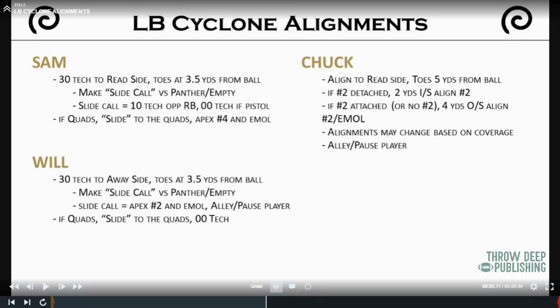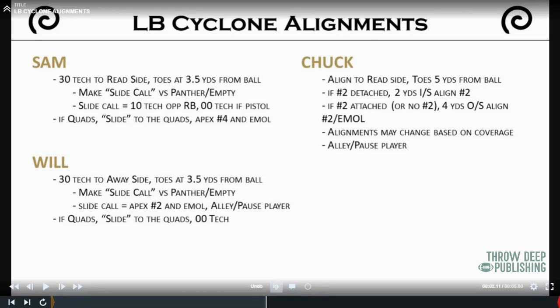For our Sam and Will, those are our 2 prototype inside linebackers. These are our bigger, physical players. We play them tighter to the line than most teams. We put them both in 30 techs with their toes at 3.5 yards from the ball. You get some guys that try to cheat up a little bit, we have to back them up, and some guys that go too far back. So one of our focal points is getting them at 3.5 yards.